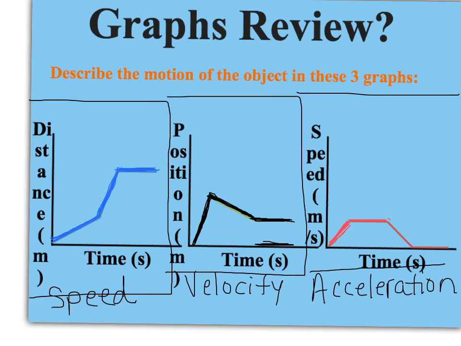And then the object slows down. This negative slope shows me that it's slowing down. And then right here in this last segment, it is a straight line at 0, so we know that the object is not moving. So the object is speeding up, and then it is moving at a constant speed, then it is slowing down, and then it stops.